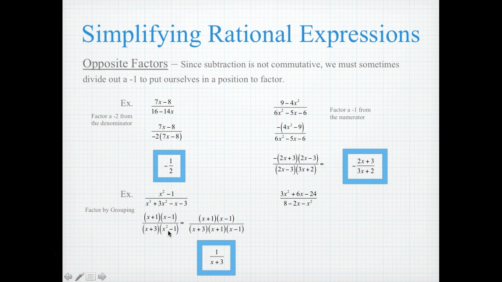In our last example, we've got 3x to the second plus 6x minus 24 all over 8 minus 2x minus x to the second. We're going to divide a -1 out of the denominator, and we're going to factor the 3 out of the numerator. As you can see now, that leaves you with the common factor being the trinomial x squared plus 2x minus 8. When we cancel that out, we're left with -3.